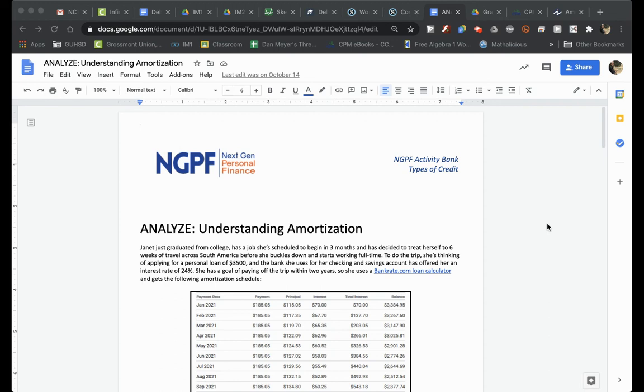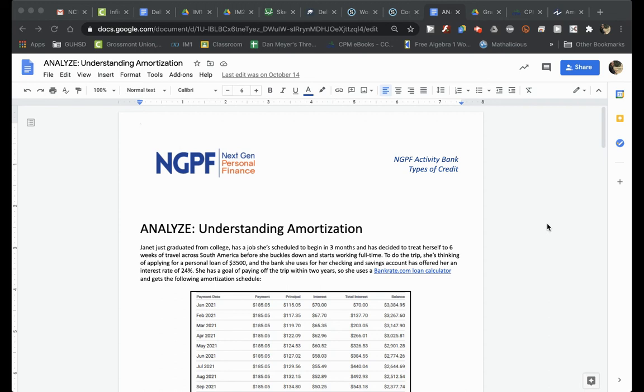So she's thinking about applying for a personal loan of $3,500 and to use the bank that she's with, and that means that she can get an interest rate of 24%. 24% is kind of high, by the way. But with that said, she wants to pay off the trip within 2 years.